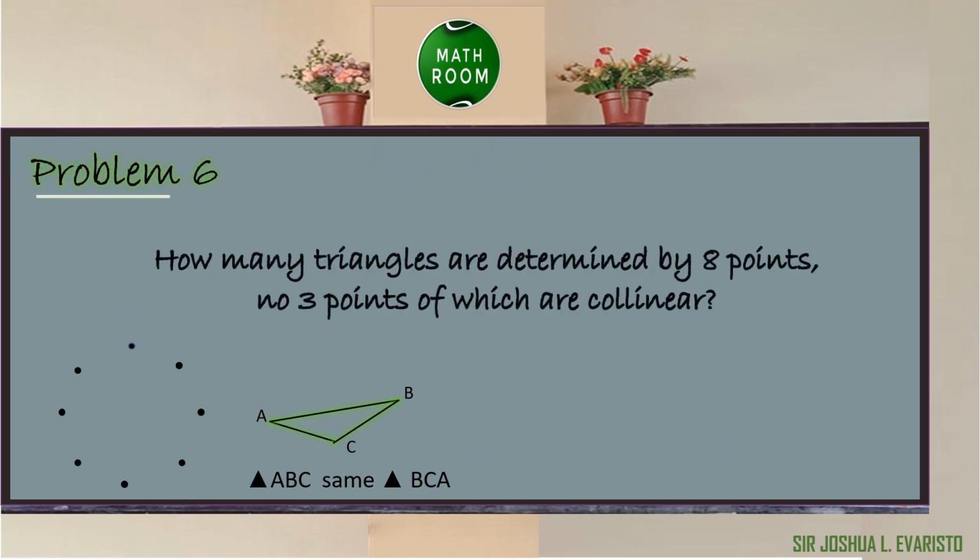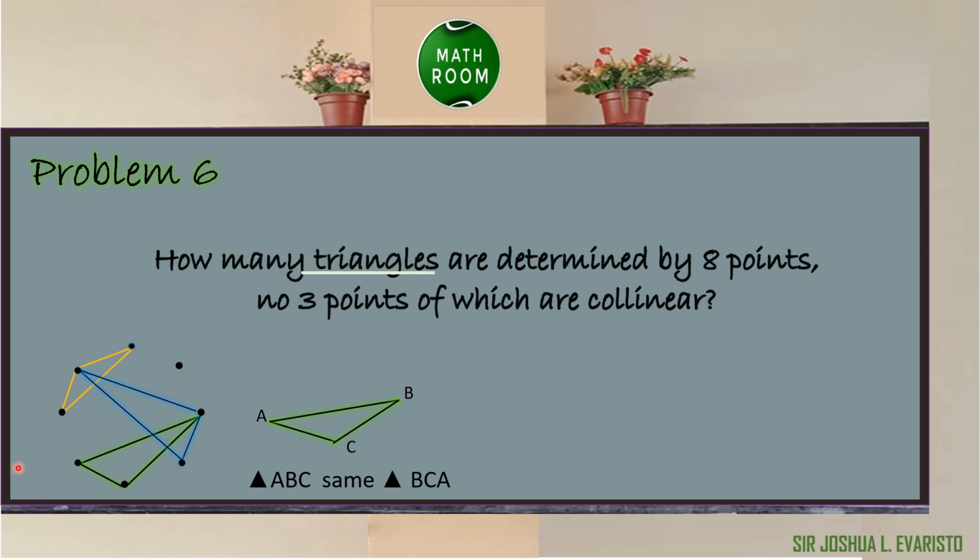Problem number 6. How many triangles are determined by 8 points, no 3 points of which are collinear? This is an example of 8 points wherein no 3 points are collinear. In the problem, we don't have any keyword, but we can answer it by visualizing the problem. The problem is all about triangles. These are examples of triangles formed using the given 8 points.